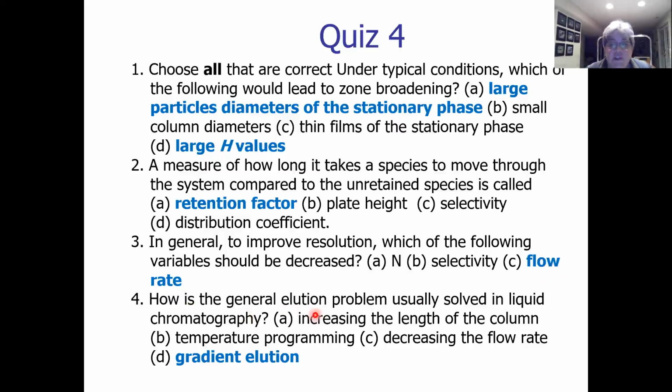How do you solve the general elution problem in liquid chromatography? Remember, that's gradient elution, which means that we change the mobile phase during the run. If I ask the same question for gas chromatography, then that would be temperature programming. So that was the first four.